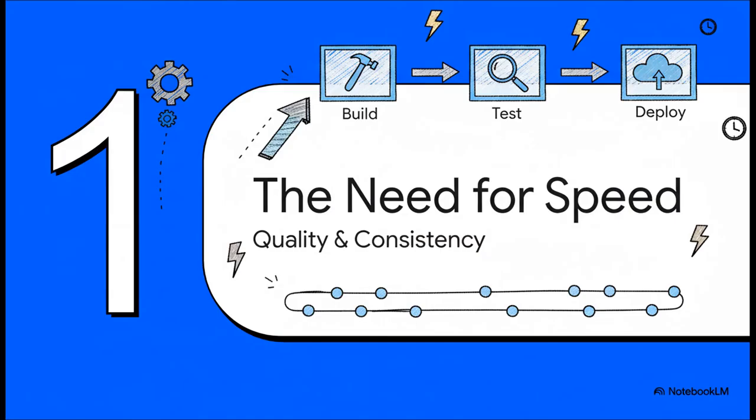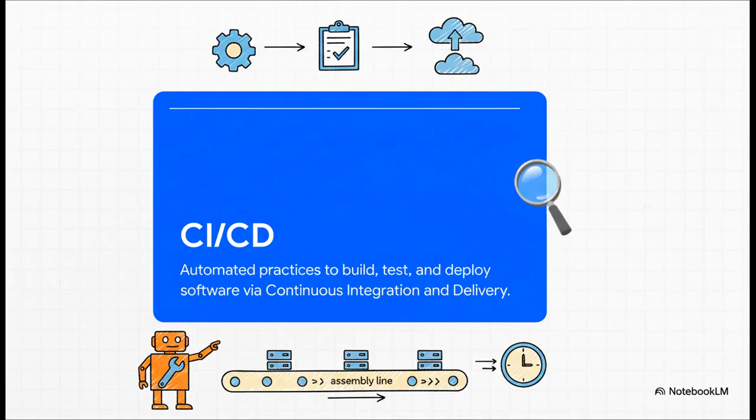So, to really get a handle on the tools, we first have to understand the philosophy behind them. And in the world of modern software, that philosophy is all about the need for speed, but also for quality and consistency. And it all starts with this term you've probably heard a million times, CI/CD. It stands for continuous integration and either continuous delivery or continuous deployment. Think of it as the blueprint for a digital assembly line. It's basically a set of automated practices that takes raw code from a developer and turns it into a finished product for users, all smoothly and safely.